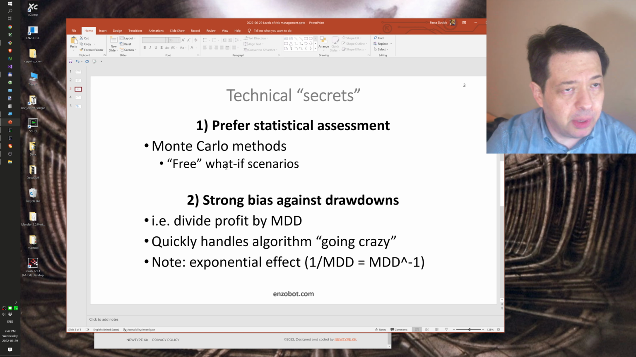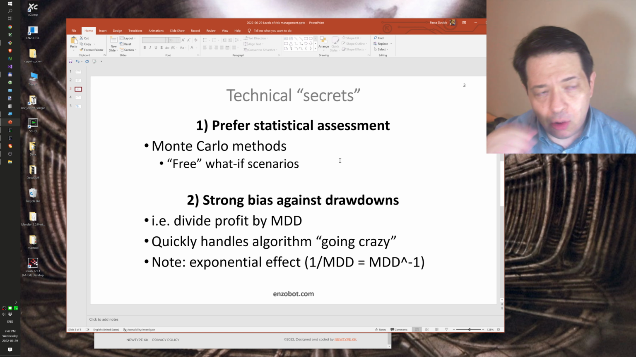So these are the three pillars. Now, to give a couple of technical secrets, not really secrets, stuff that I mentioned before, stuff that many others use, but I would like to give my support for these approaches. The first one is to prefer a statistical assessment.